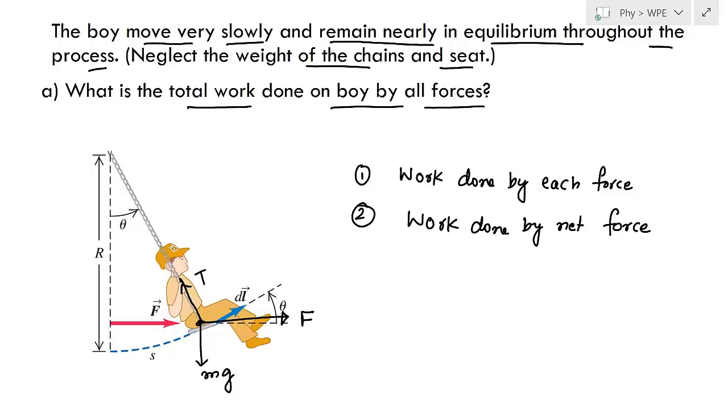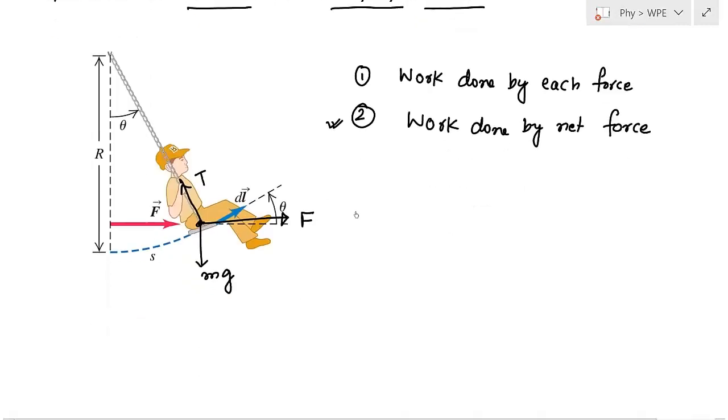Now in this problem, the second method, that is calculation of the net force and calculating the work done, is a little bit easy because I know at each point in the process this is in equilibrium. So if I consider any point, for example this point, what is the net force? I know the net force is equal to 0 because this is in equilibrium. So now I can easily calculate work done.